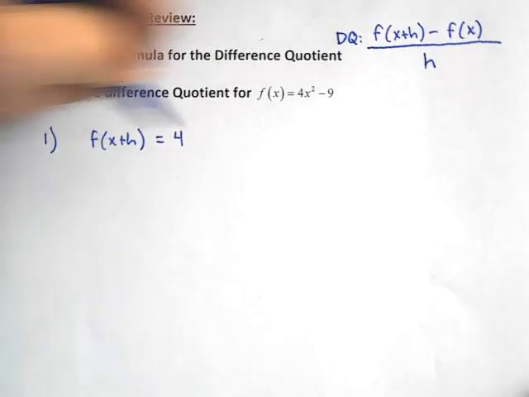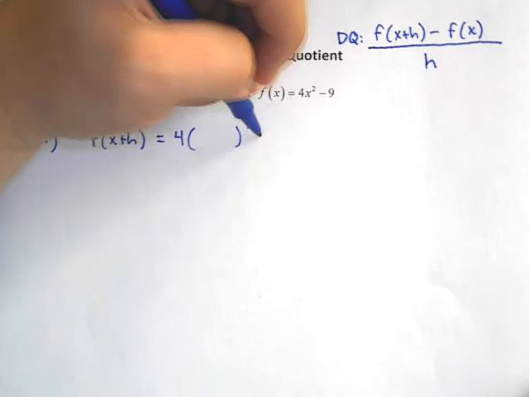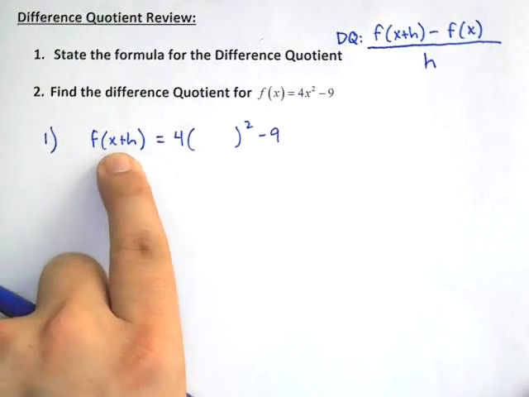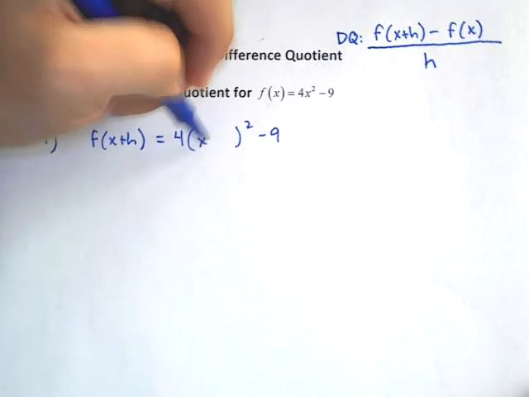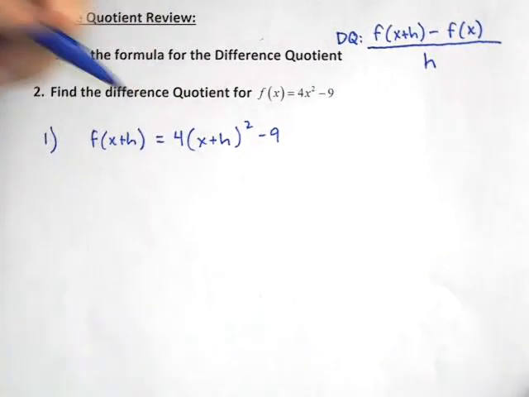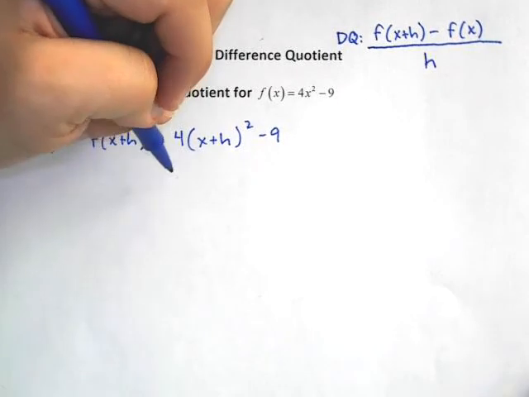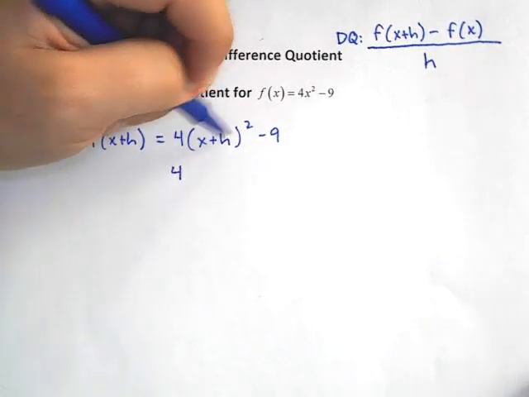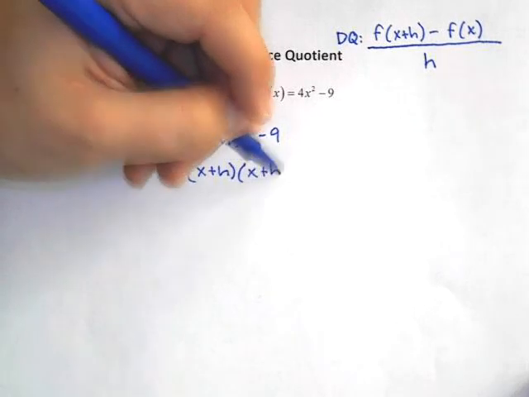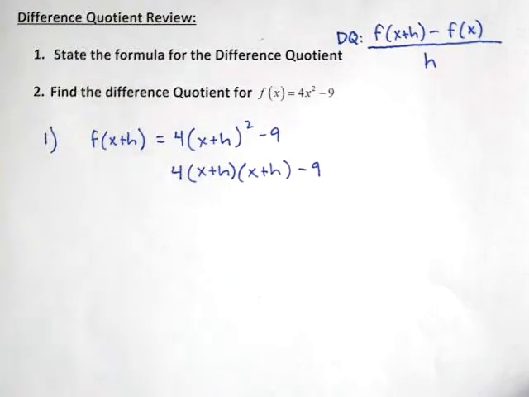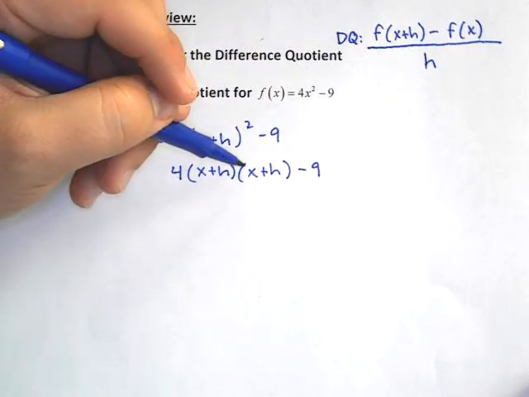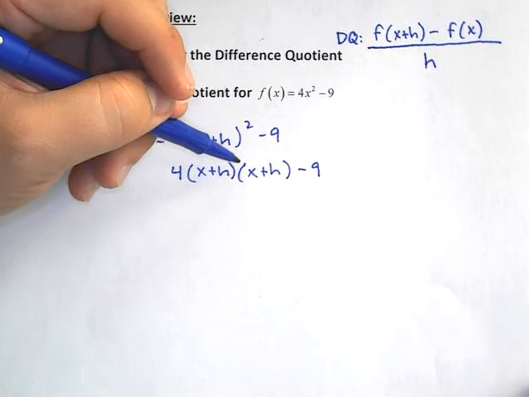I know that I need to input what into the x spot? Well, I need to input our input, x plus h. Once we do that, we really just need to start cleaning this up. x plus h squared, we could rewrite that if that helps. And we know that when we have two quantities multiplied by each other, we're going to FOIL.